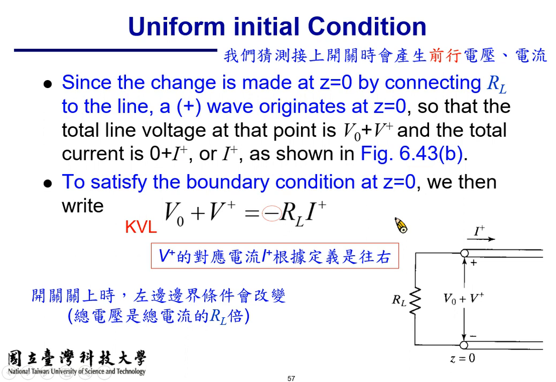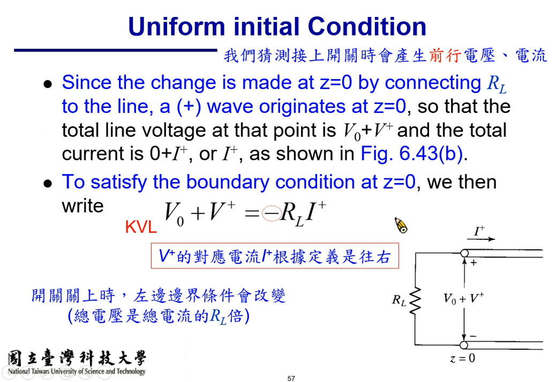So according to the voltage division law over here, the boundary condition is total voltage, that is V sub 0, the initial voltage on the line, plus V plus, the newly generated V plus signal, the total voltage divided by the current, which is I plus for this case, should be equal to RL. Note the equation is written as V sub 0 plus V plus equals to minus. Why?